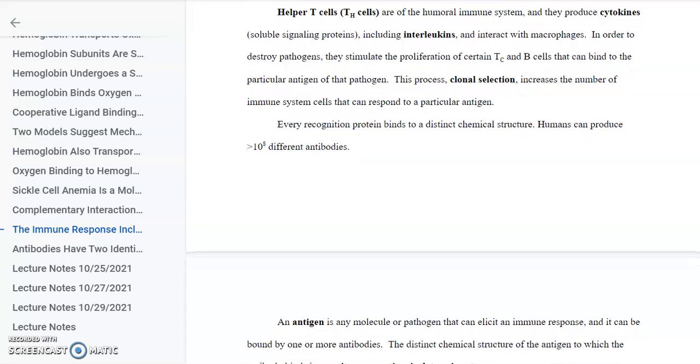Helper T cells, TH cells, are of the humoral immune system, and they produce cytokines, which are soluble signaling proteins, including interleukins, and interact with macrophages. In order to destroy pathogens, they stimulate the proliferation of certain TC and B cells that can bind to the particular antigen of that pathogen. This process, clonal selection, increases the number of immune system cells that can respond to a particular antigen.